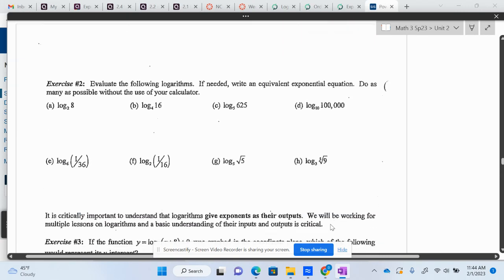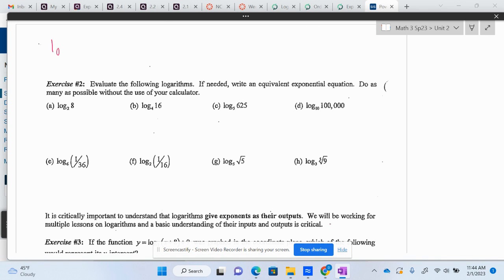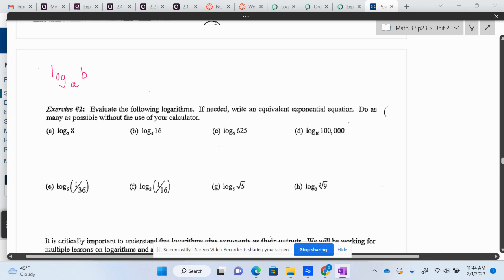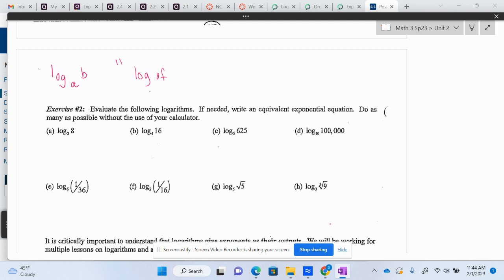Okay. So here's what I want you to remember, that if you have something written like this, I'm going to use variables first because that's what you're going to see it as. And then I'm going to use numbers. So we read this as log base A of B. Sorry, we don't say log of. We say log base A of B. That's how we say that.